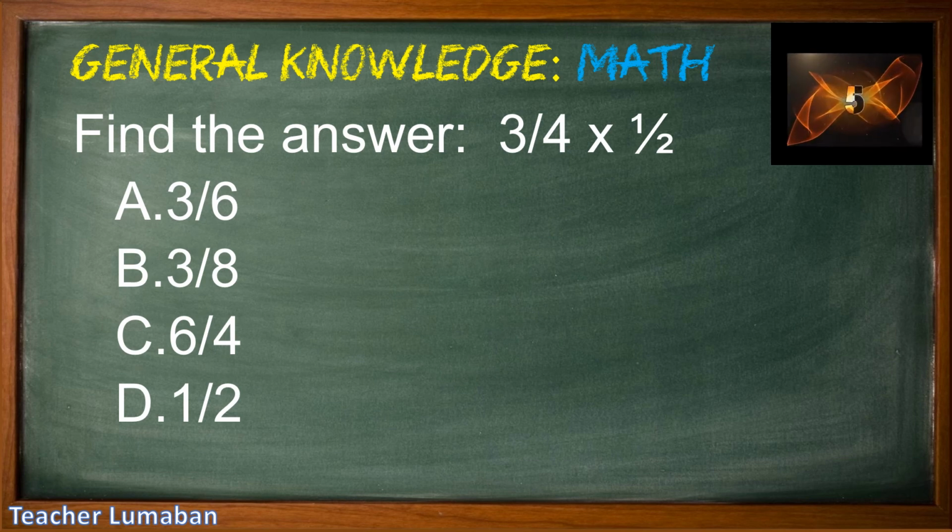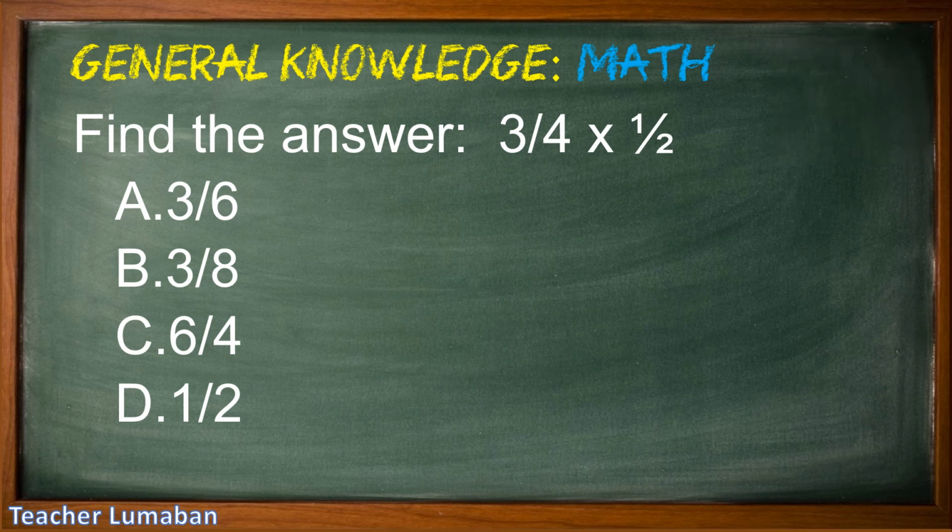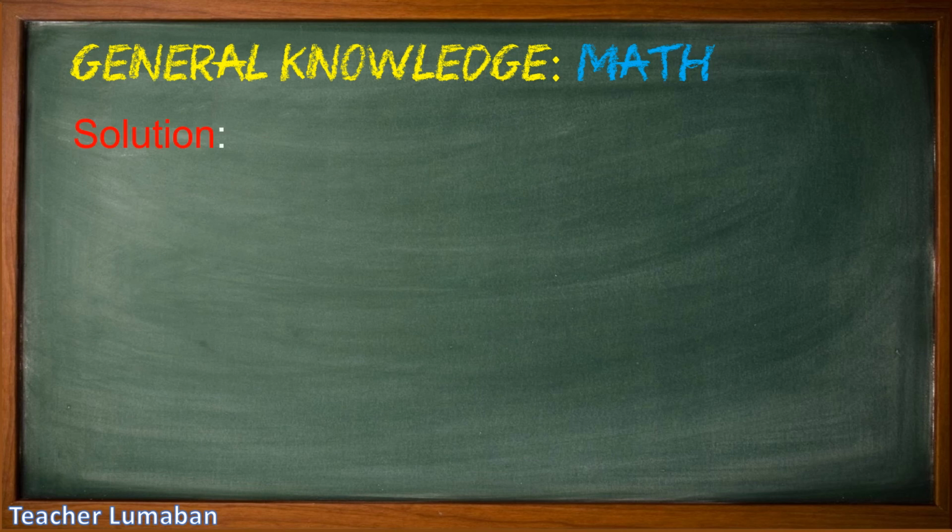5, 4, 3, 2, 1. The correct answer is letter B, 3/8. Solution: 3/4 multiply by 1/2. To multiply the fractions, multiply the numerators and denominators separately. 3 multiply by 1/4 multiply by 2.